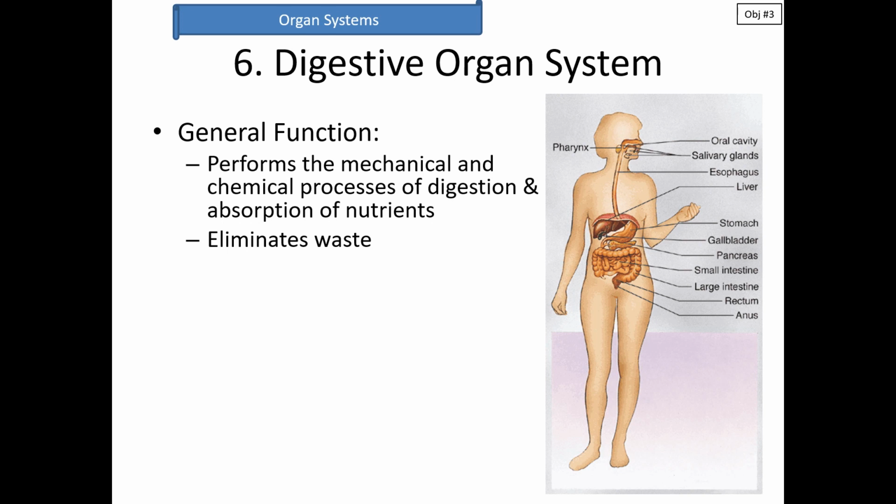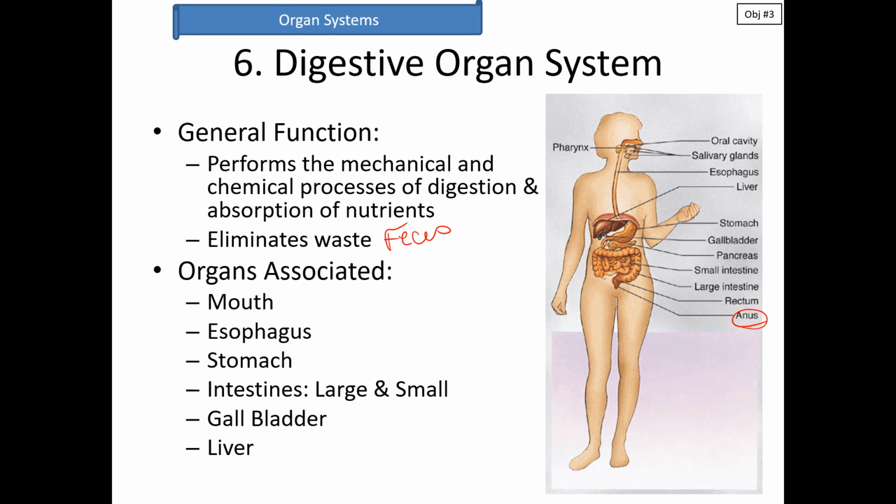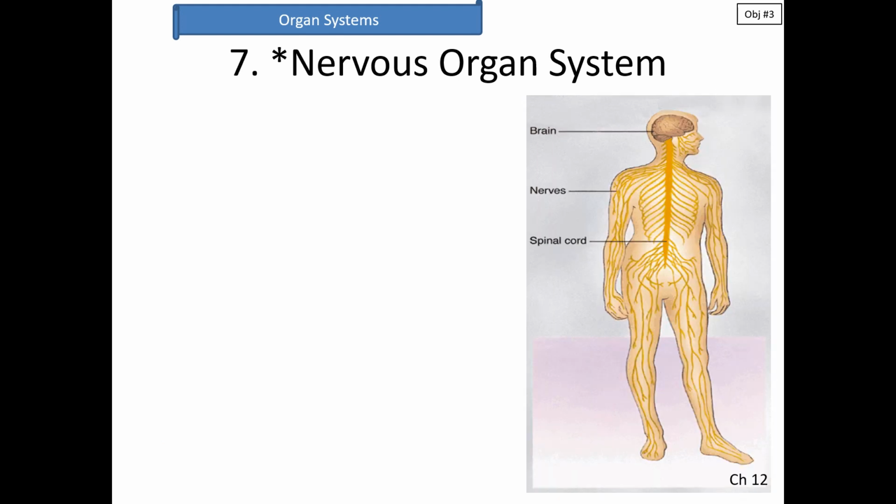It eliminates waste. Whatever did not get absorbed goes out of the body. We've got to get it out, so it's going to go out in the form of feces. That's the waste we're talking about here, through the anus. Organs associated, again: mouth, esophagus, stomach, large and small intestines. And then the gallbladder and liver, they're part of the digestive system, but they sit outside the digestive tract, adding material in. So they bring fluid in. The food doesn't actually pass through those structures.